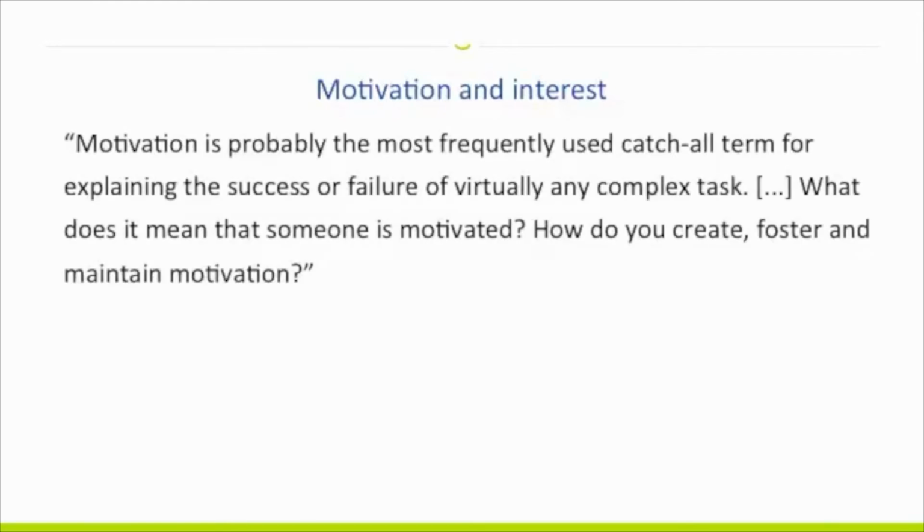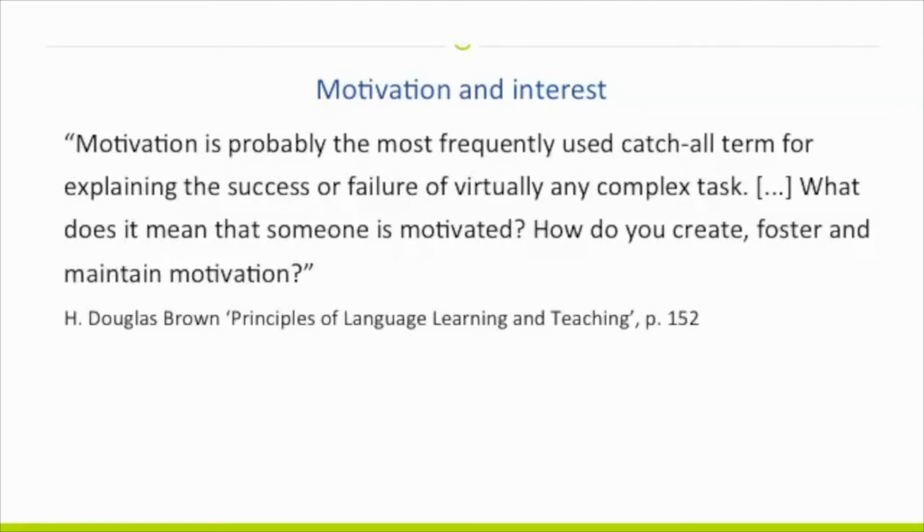So starting off with motivation and interest, I would like to show you the quote from Douglas Brown in his book Principles of Language Learning and Teaching, where he said that motivation is probably the most frequently used catch-all term for explaining the success or failure of virtually any complex task. He also asks a question: what does it mean that someone is motivated? How to create, foster and maintain motivation?